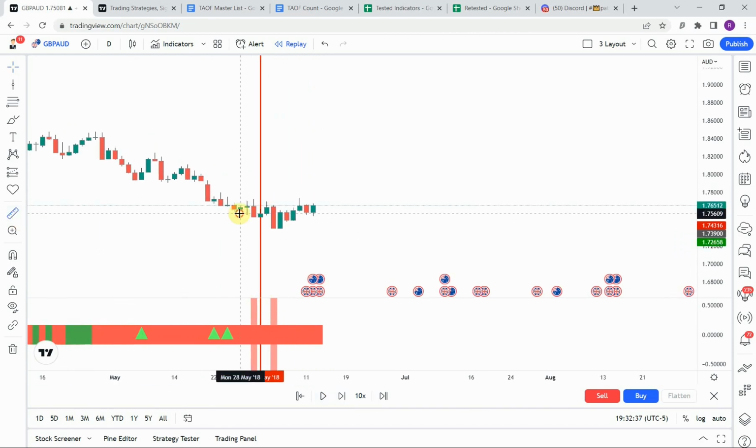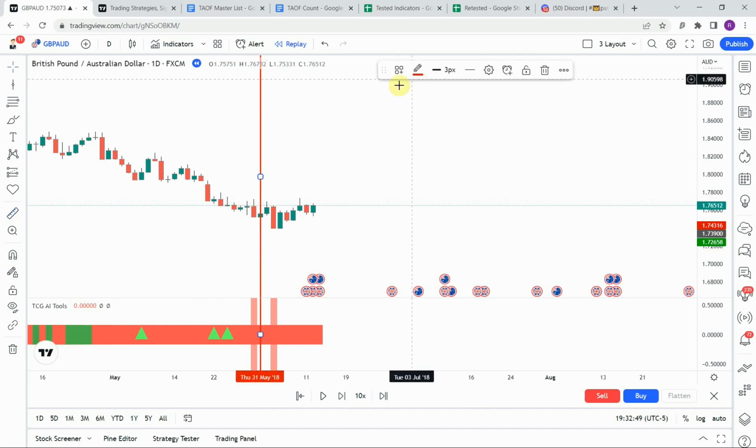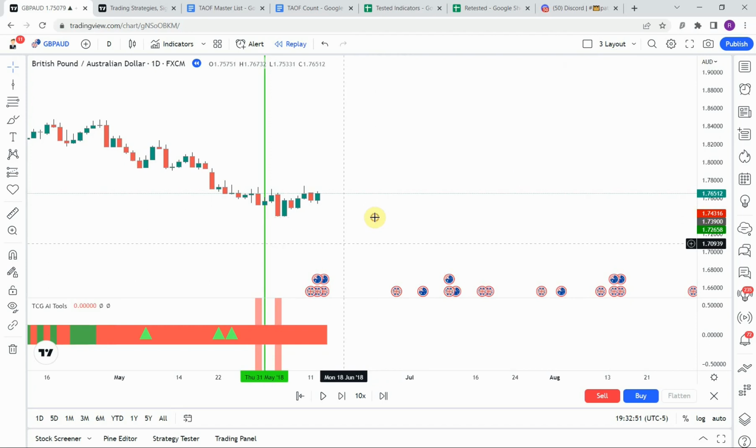Looks like we get a little bit of a push to the upside, not quite enough to get us to our take profit. We then spike back down and immediately back up, and we are able to finally get to our take profit on that one.